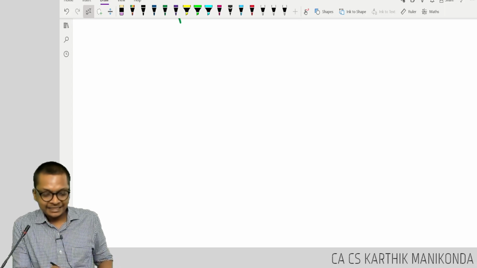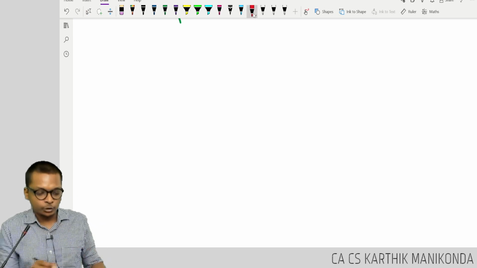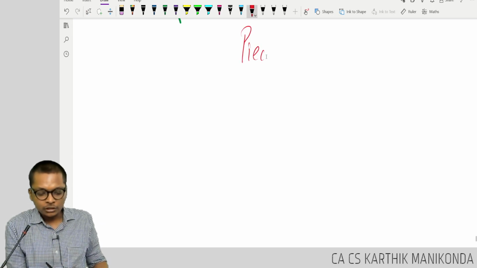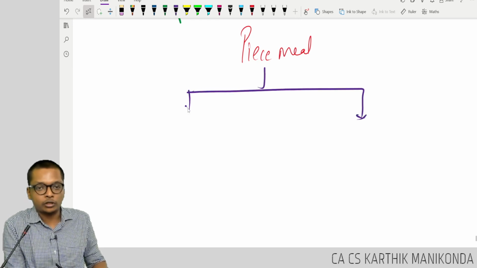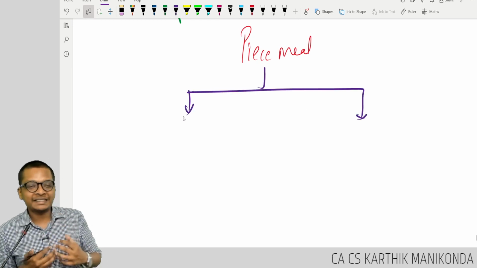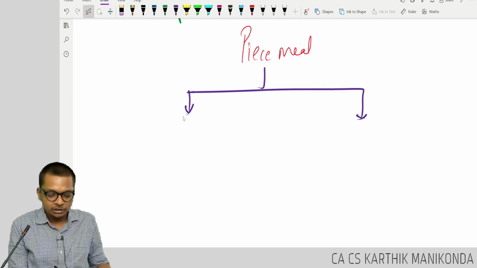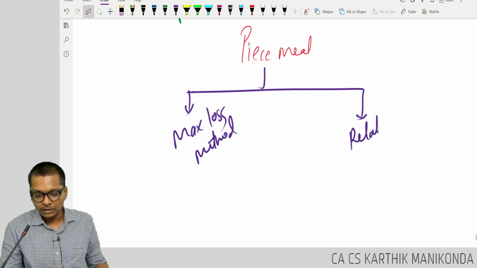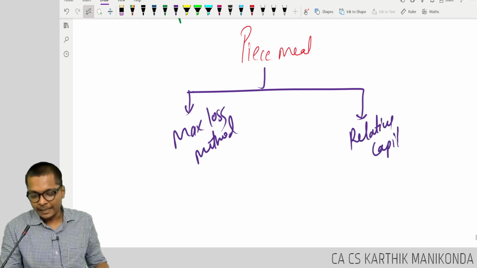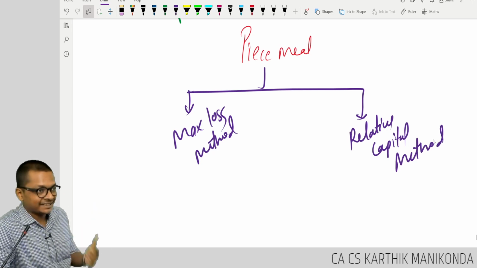Okay, hi guys. Let's start off with a unique concept in Partnership Act, especially in dissolution, where we have a concept called piecemeal distribution. Under this, there are two methods of solving sums. This was part of our CA Inter, like I said, brought down to CA Foundation New Syllabus accounts. The two methods are called maximum loss method and relative capital method.